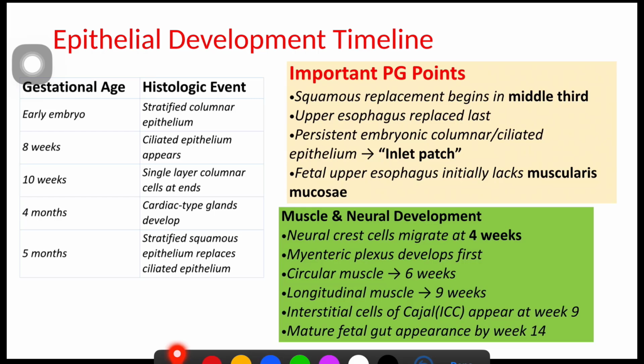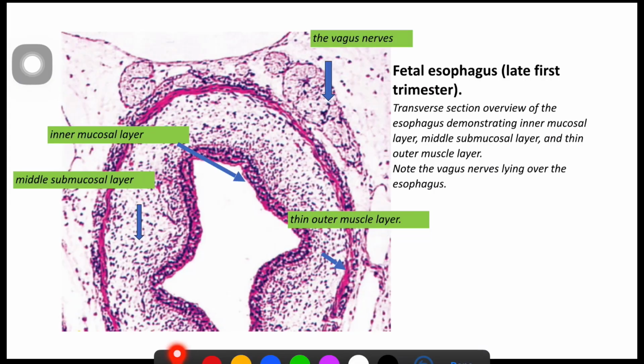So, if we look at muscle and neural development, neural crest cells migrate at 4 weeks, the myenteric plexus develops first, circular muscles at 6 weeks of age, longitudinal muscle at 9 weeks, and interstitial cells of Cajal appear at week 9, and the mature fetal gut appearance is there by week 14.